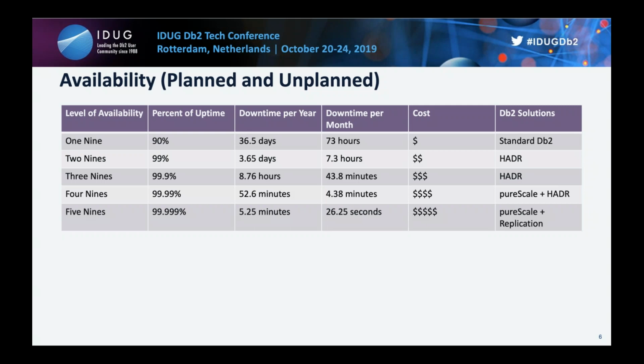size, and the main reason is because we still have to take an outage for upgrade, and for certain scenarios we may have to still take an outage. So that's why we look at it that way. If we're looking at really guaranteeing 99.99% or getting all the way to 99.999%, then we're looking at pureScale. And we're probably looking with pureScale for high availability, and then either HADR or replication for our disaster recovery.